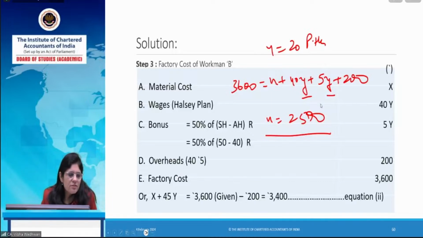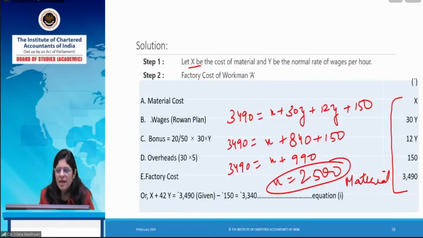No, material is wrong, Suman. The material is wrong. You have to place the material value. See, this I have done. I have placed the value of Y as 20. So material should come 2500. Calculate the cost of material.